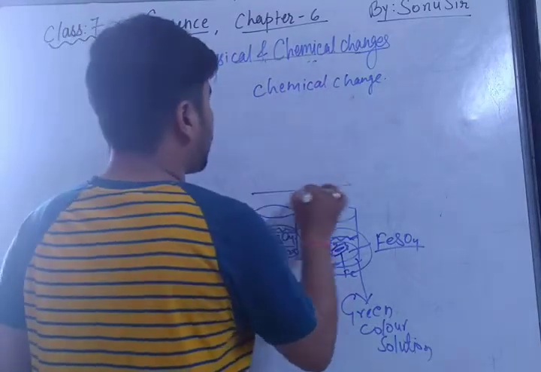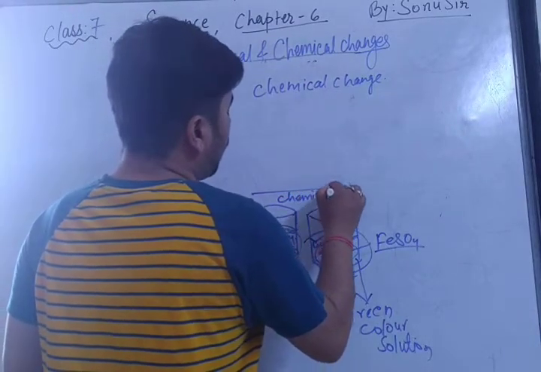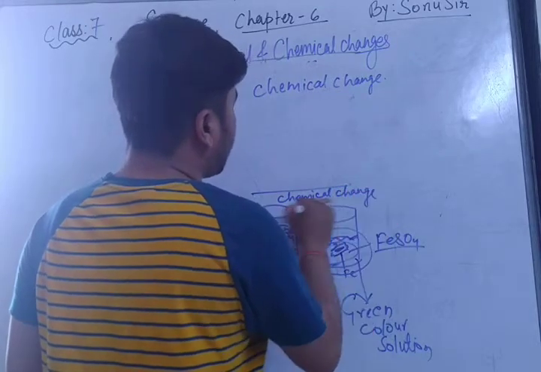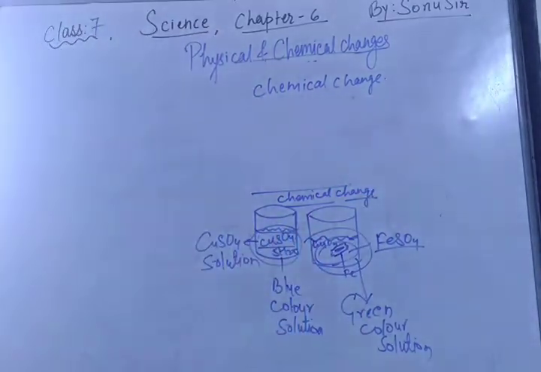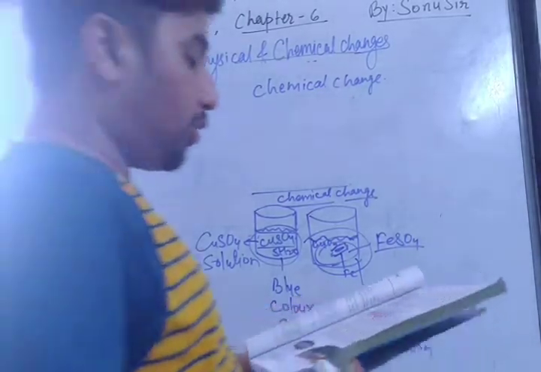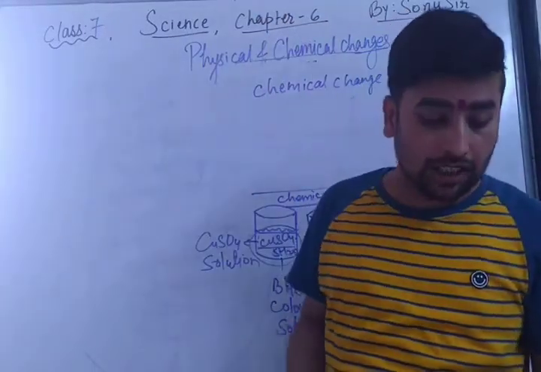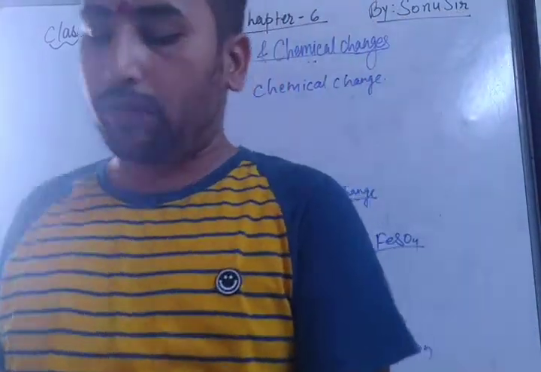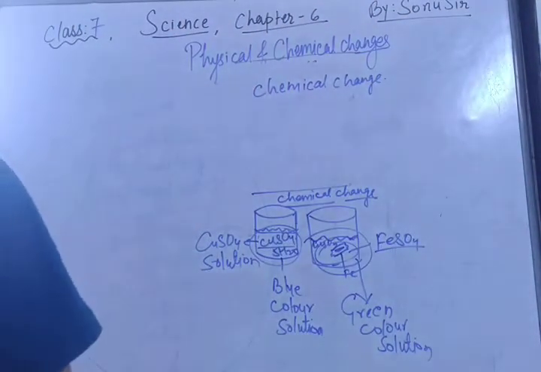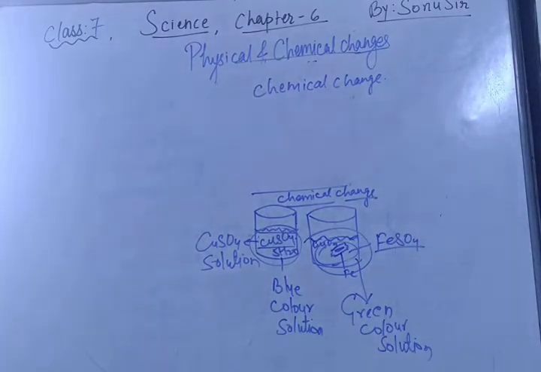So this type of change is called chemical change. Why chemical change? Because in this change we have seen a new substance has been formed, a new compound. Earlier it was copper sulfate and now it became iron sulfate. As it is written in your NCERT textbook also, a change with which you are quite familiar is the rusting of iron. If you leave a piece of iron in the open for some time, it acquires a film of brownish substance. This substance is called rust and the process is called rusting.